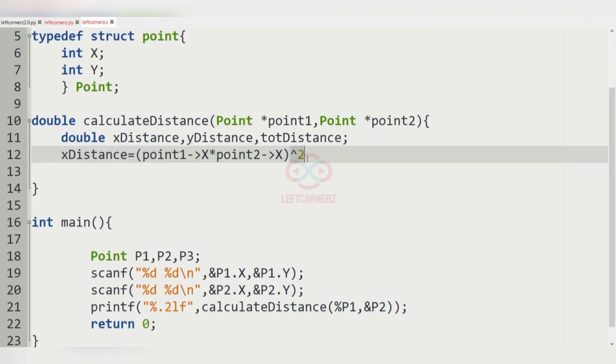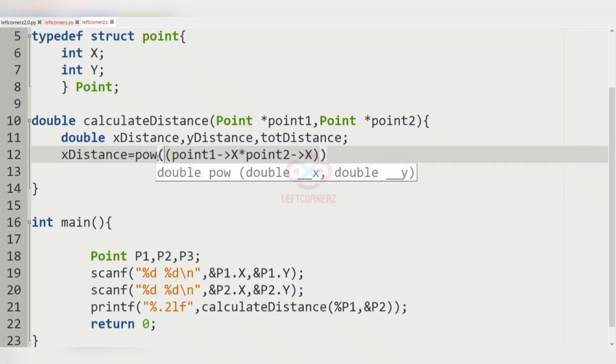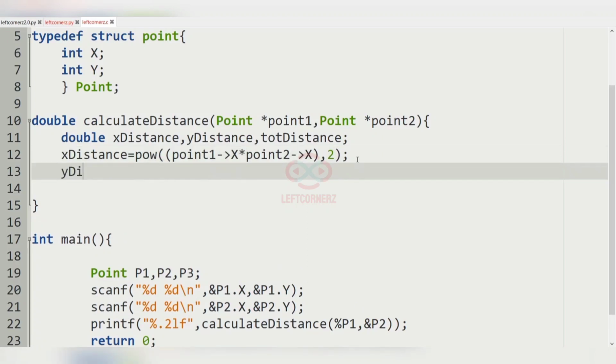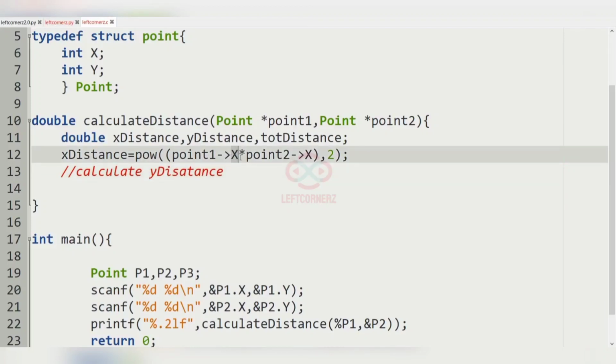Instead of using square we have to use the power function. So power of this value raised to the power of 2. So comma 2. This will give the square of this value. So this will be the x distance. Similarly, we have to calculate for the y distance. So let us comment it, calculate y distance. For y distance, instead of x, we have to put y.